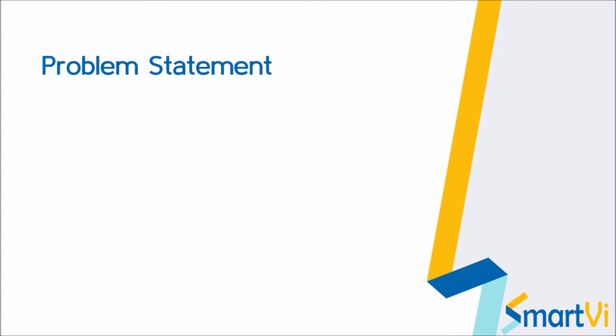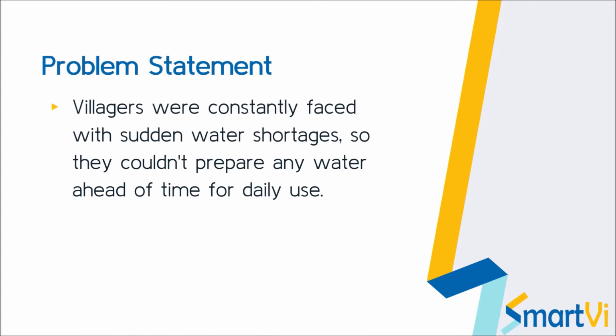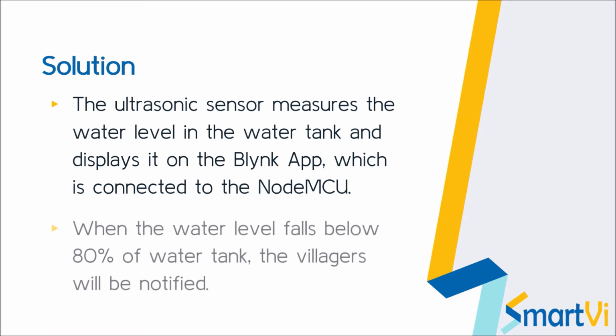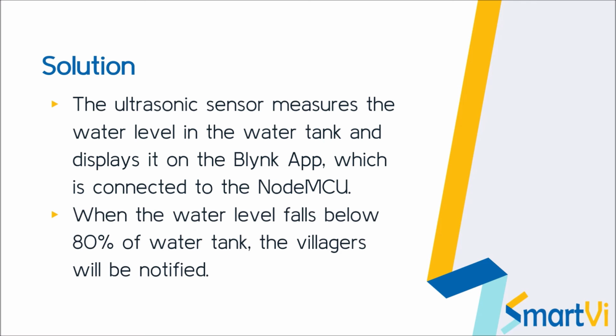The problem statement for this module is, as we know, villagers were constantly faced with sudden water shortage, so they couldn't prepare any water ahead of time for daily use. Therefore, the solution for this module is, we use an ultrasonic sensor to measure the water level in the water tank and display it on the Blynk application, which is connected to the NodeMCU. When the water level falls below 80% of the water tank, the villagers will be notified.